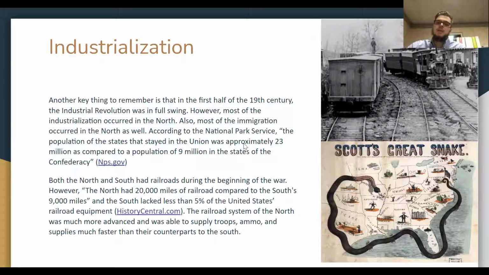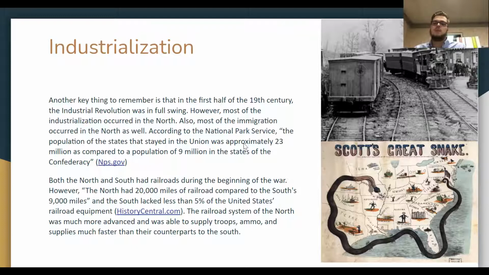Both the North and the South had a railroad system of their own. However, the Southern railroad system wasn't as focused between states. It was only within the state that you would have a railroad system, not between states. And that was kind of a detriment to the South. But the North had 20,000 miles of railroad, and the South had only 9,000. So there's a much greater difference.